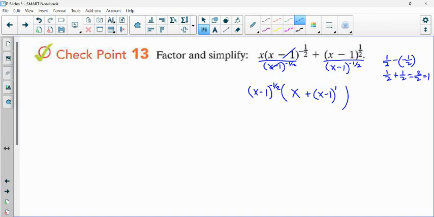Now we can clean that up a little bit. Since they're adding these, do we really need the parentheses? No. And so we really get x plus x minus 1. And we have x minus 1 to the negative 1/2 still. So I can't leave a negative exponent, so that base has to go to the bottom. So I'd have x minus 1 to the 1/2 on the bottom now. And then inside my parentheses, what's x plus x? 2x. And then minus 1.